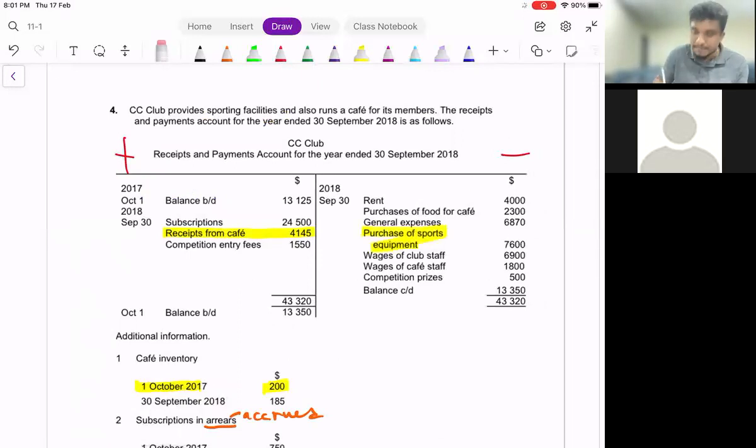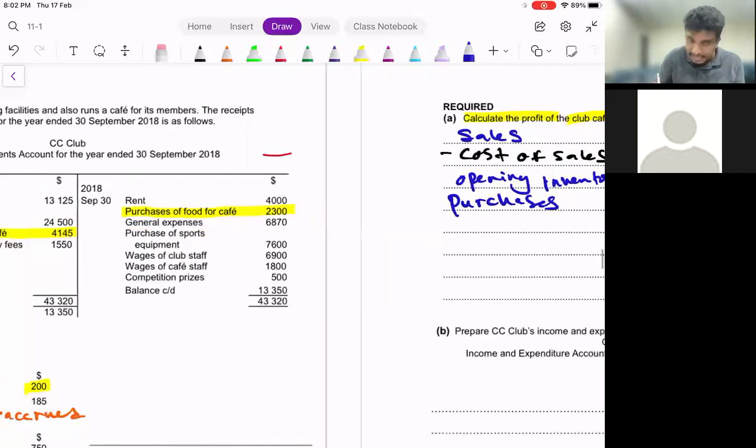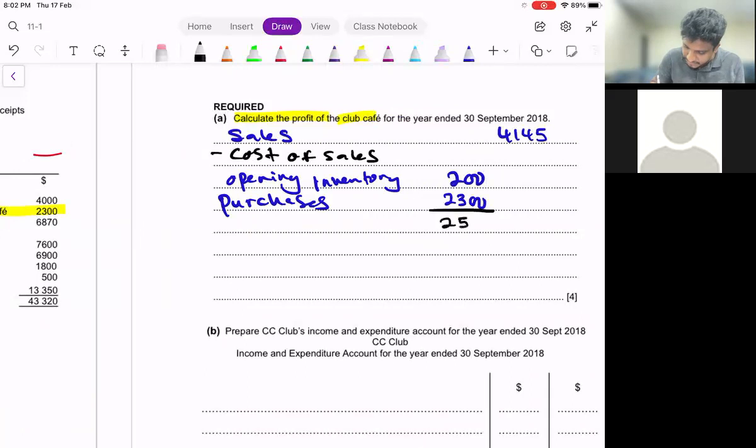Purchases of sports equipment is not purchases. Sports equipment is an asset, it's not a purchase. Purchases of food for the cafe: any purchases related to the cafe, we put here. It is 2,300. So that 2,300 we write here as purchases, and then you plus together. 200 plus 2,300, I get 2,500. This 2,500 needs to be minus the closing inventory.